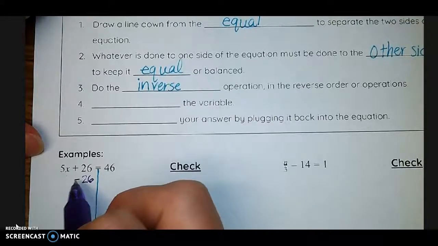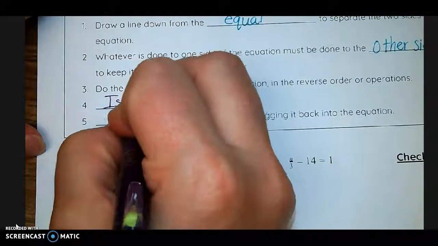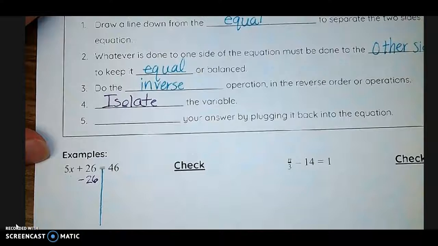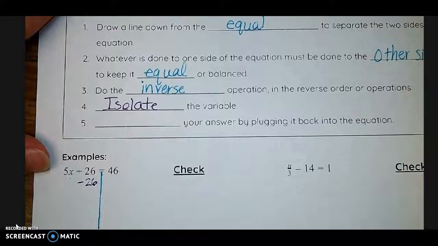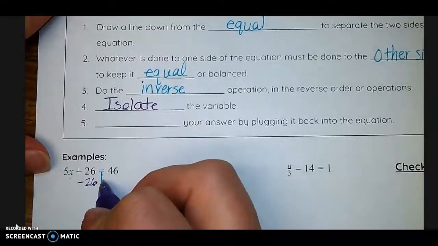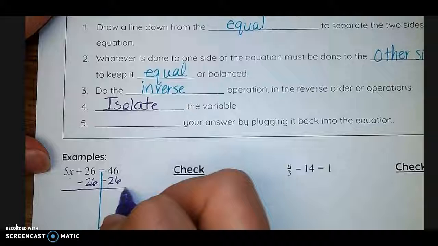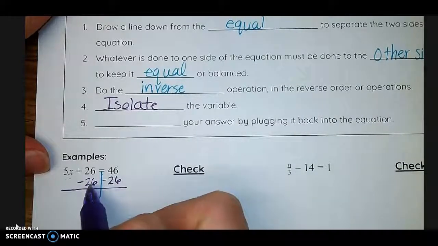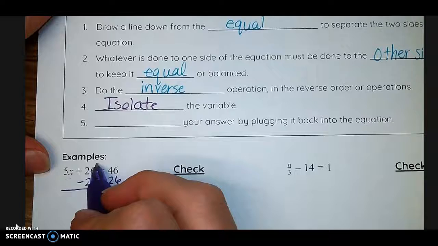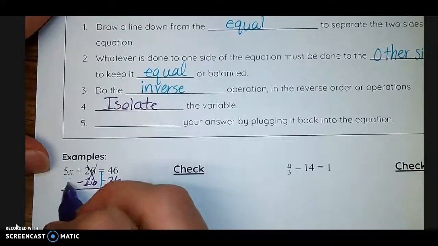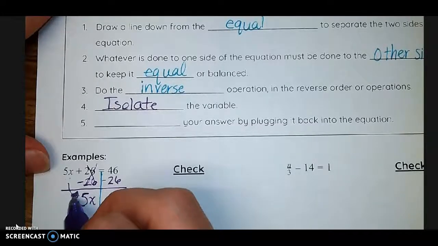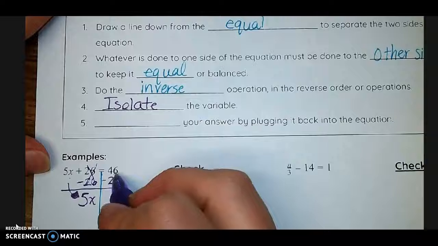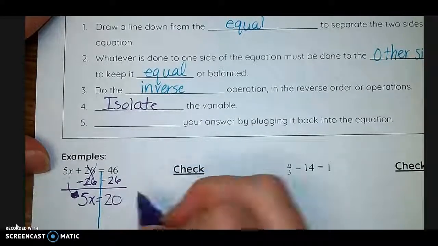And the reason I'm doing this is I want to isolate or get my variable all by itself, meaning I just want x, not 5x, not x divided by 2, I want just x. So if I do minus 26 to one side, I'm going to do the same thing to the other side. Positive 26 and negative 26 are additive inverses, so they equal 0, which means they cancel out. Now what I still have is this 5x. Over here I've got 46 minus 26 and I get 20.